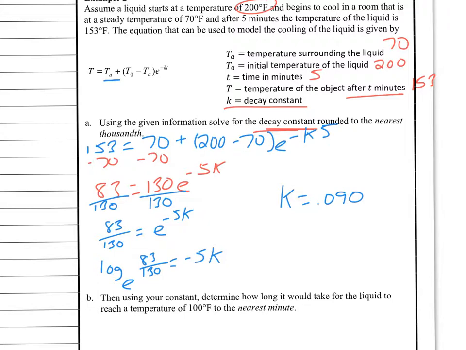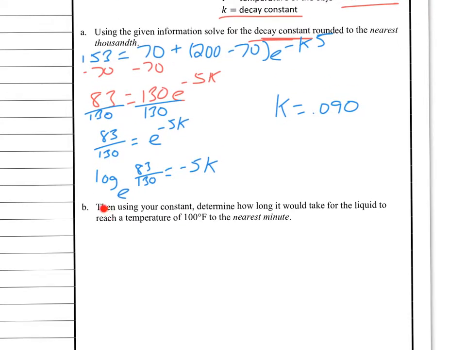Here's the key word here. And there's a key word. It says then, using your constant. So using this value that you now have, determine how long it would take for the liquid to reach a temperature of 100 degrees Fahrenheit to the nearest minute.